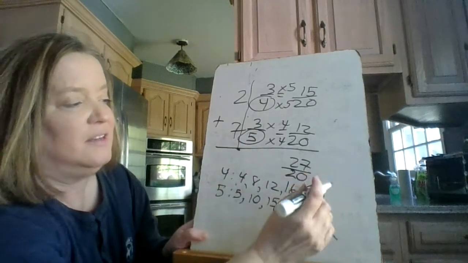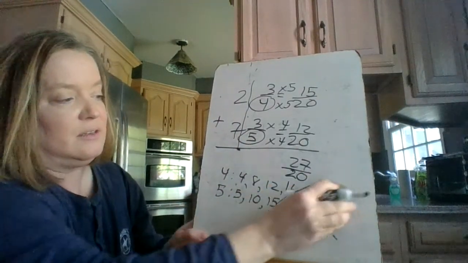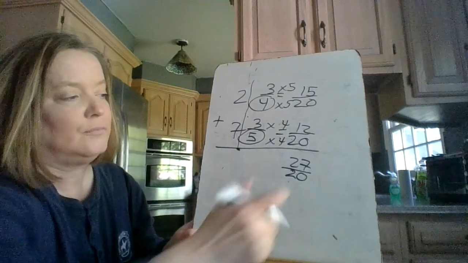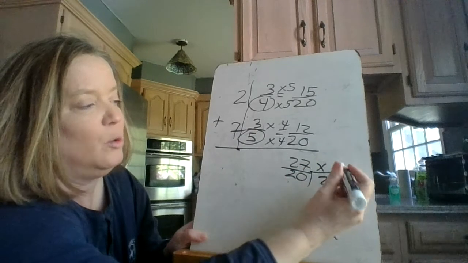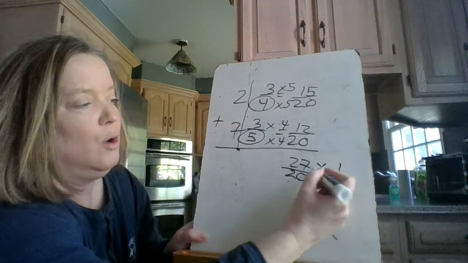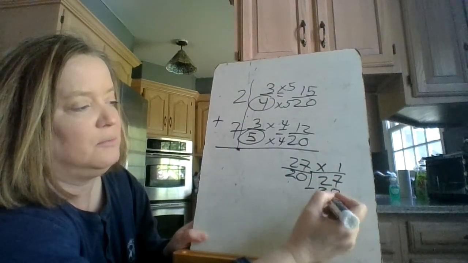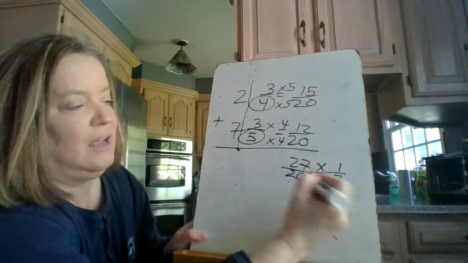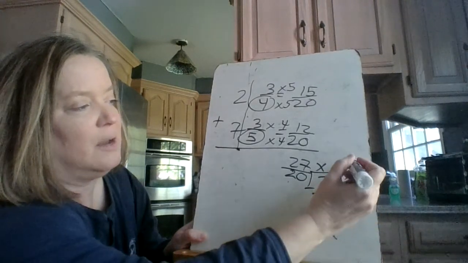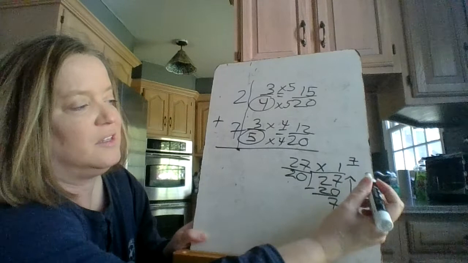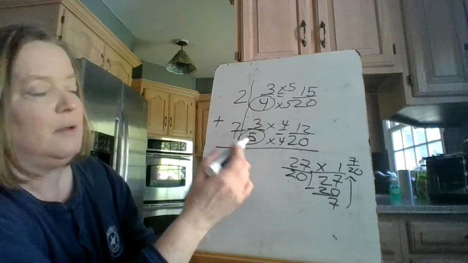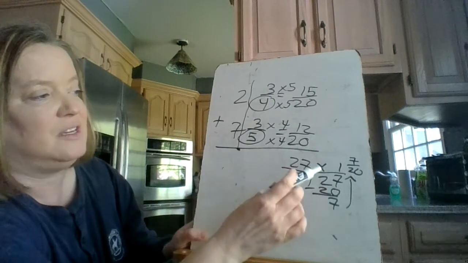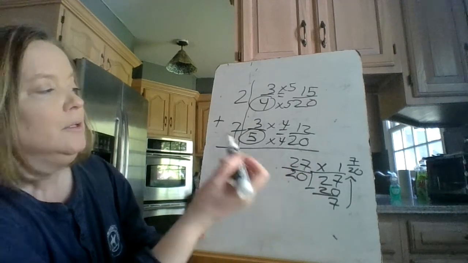So let's divide this out. And I'll get rid of this, so I've got a little bit more room. 20 goes into 27. 20 can't go into 2, but 20 can go into 27 once. 1 times 20 is 20. Subtract, I get a 7. 20 can't go into 7, so I bring it up, and I put it over what I was dividing by, which is 20. So my answer for 27/20ths is 1 and 7/20.